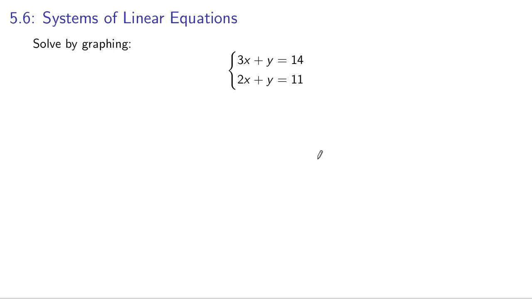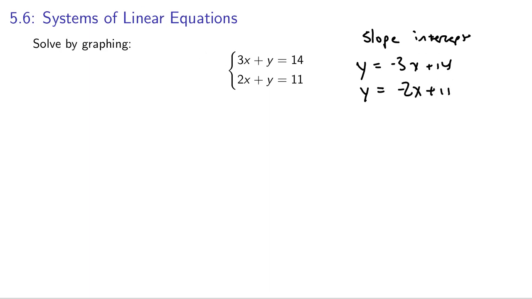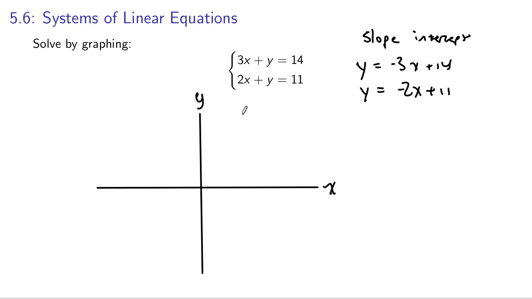Now we can also solve by graphing. To solve by graphing, we might want to put our equations into slope intercept form. Here they are in standard form, so we need to move the 3x over. Minus 3x plus 14. Y is minus 2x plus 11. We draw some axes and label them x, y.